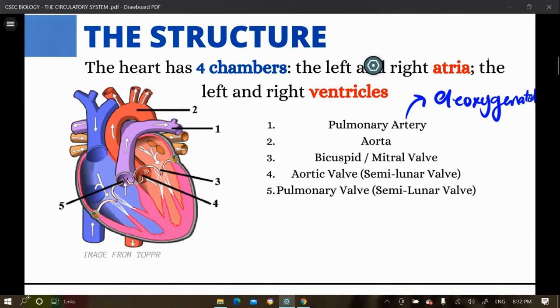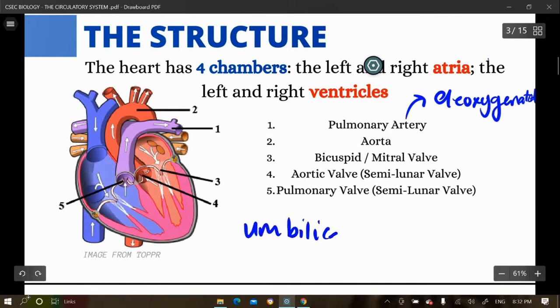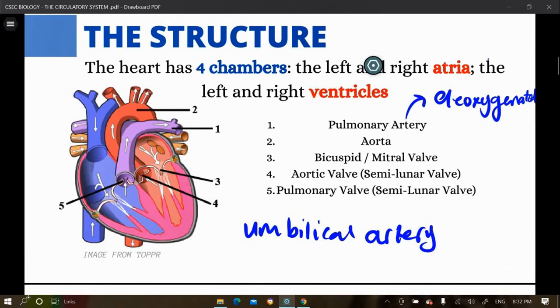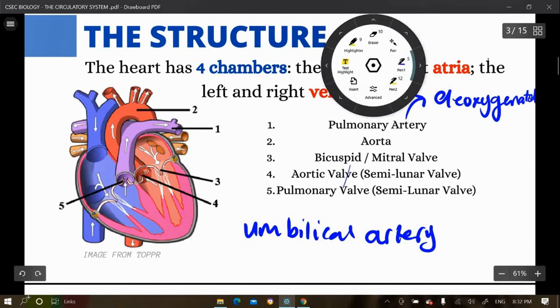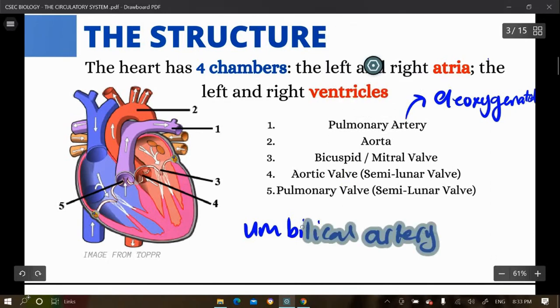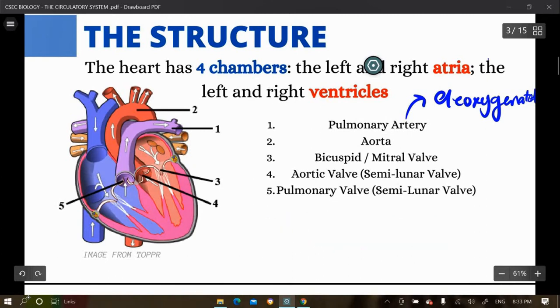If a woman is pregnant, she also has an umbilical artery that brings deoxygenated blood as well, and an umbilical vein that brings oxygenated blood. So that only applies if you are female and pregnant. All right. Yes. So that's it right there.